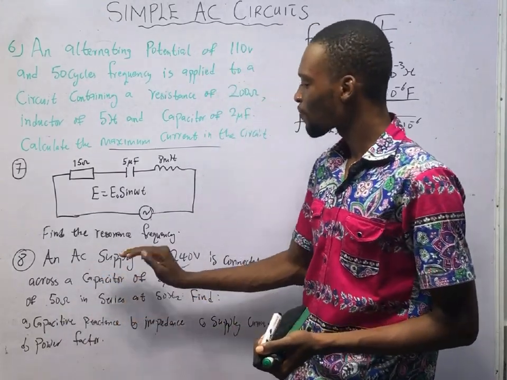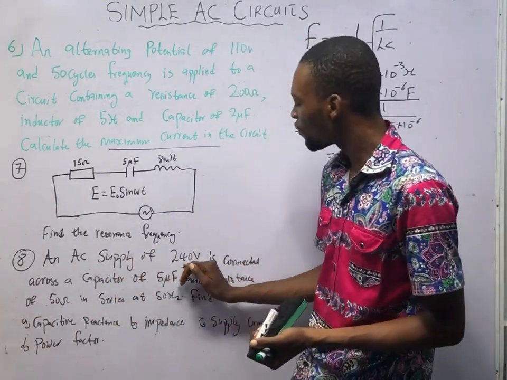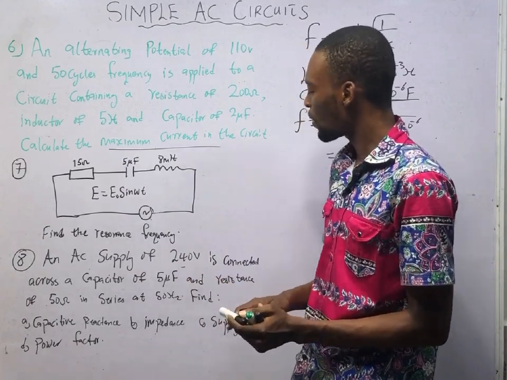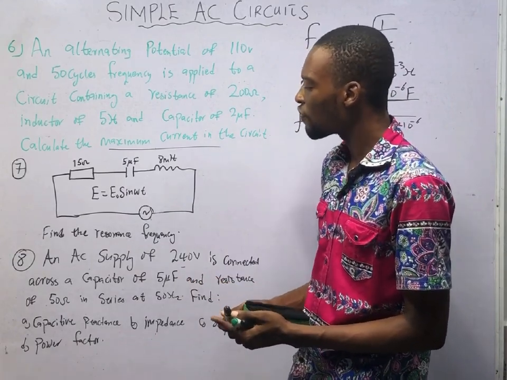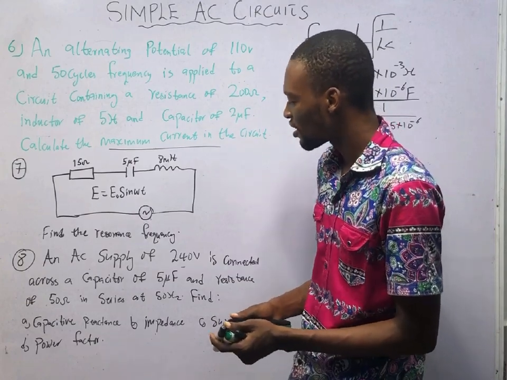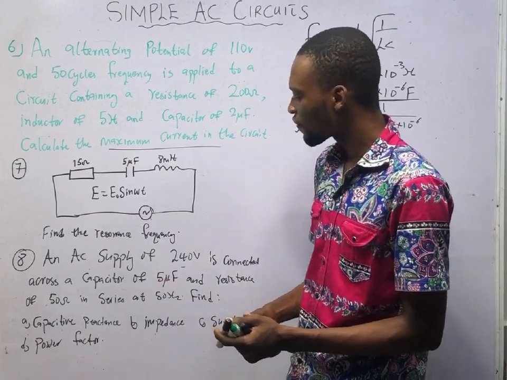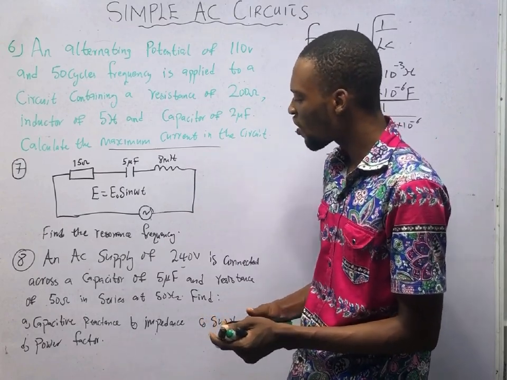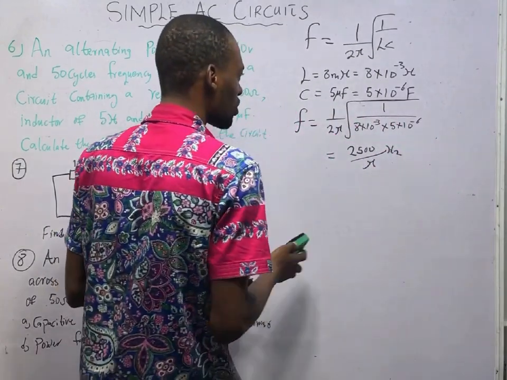And this question says, an AC supply of 240 volts is connected across a capacitor of 5 microfarad and a resistance of 50 ohms in series at 50 hertz. Find the capacitive reactance, impedance, supply current, and power factor.